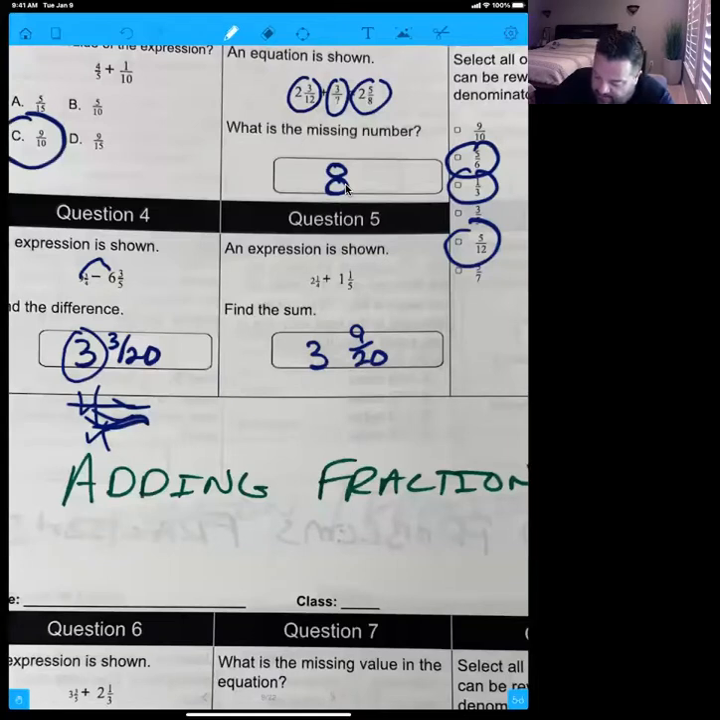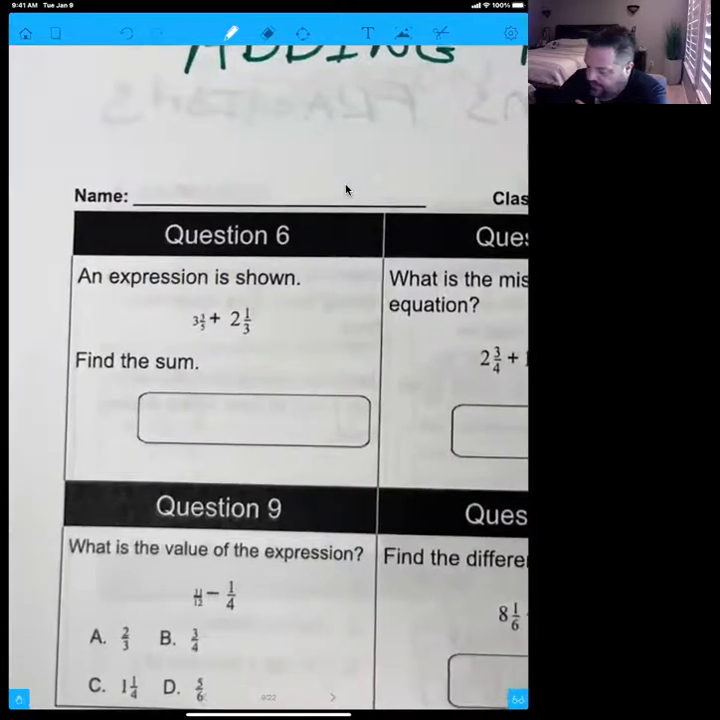But this is another one where if you look, 2 plus 1 is 3. 1/4 is just a piece of a whole, right? Like a quarter. And 1/5 is even smaller. So you should know that your answer has to be 3 and not quite a half, right? It's going to have to be something smaller than a half. All right, do number 6.